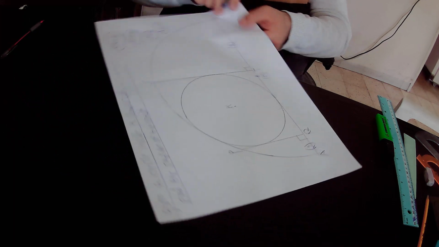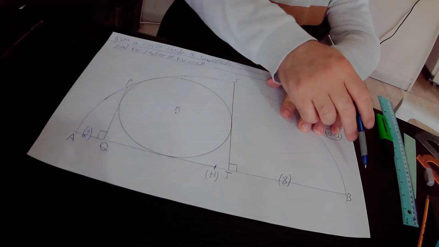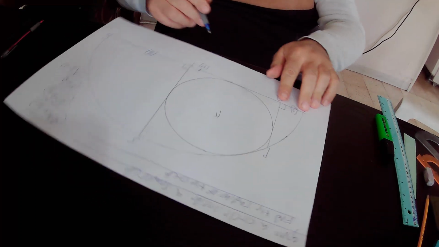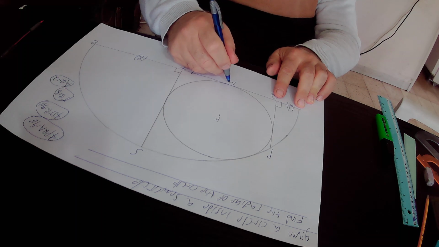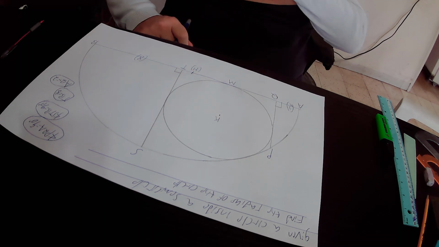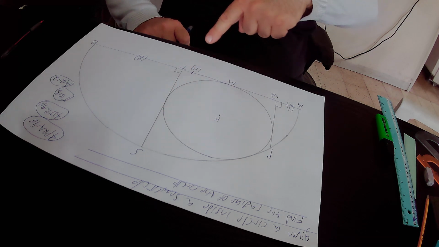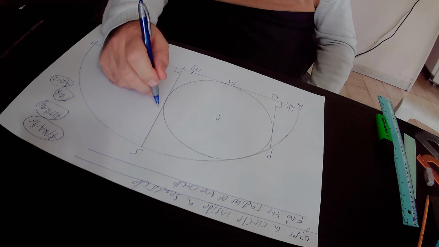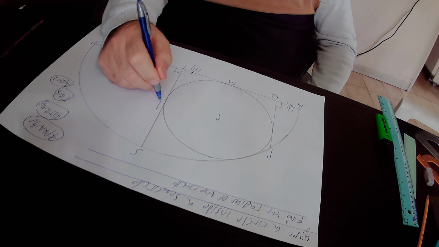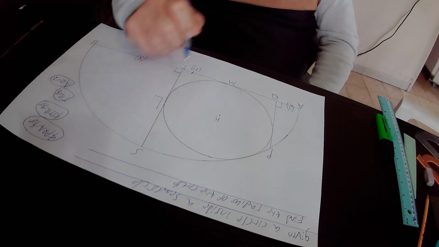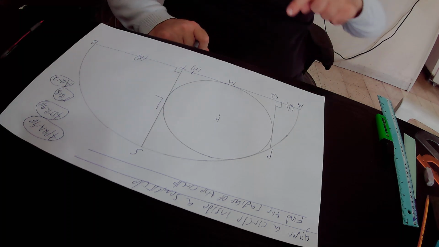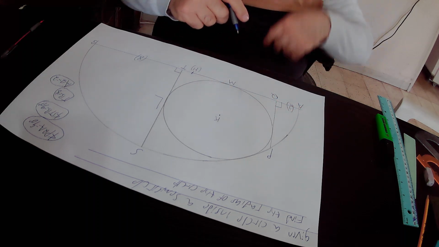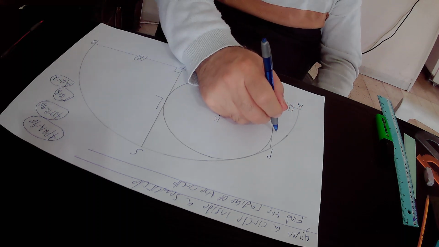We will define the point of tangency of tangent AB with this small circle. This point is point M. We will define the point of tangency of tangent ST with this small circle. This point is point L. We will define the point of tangency of tangent PQ with this small circle. This point is point T.